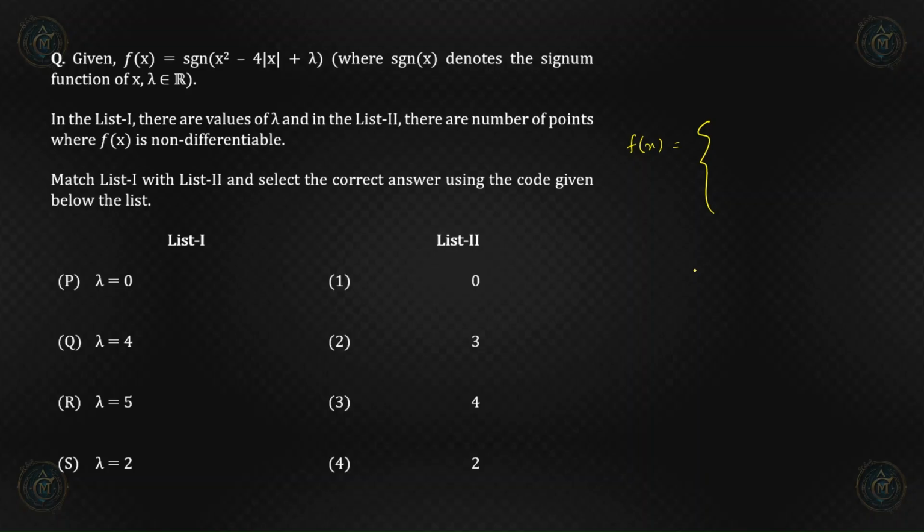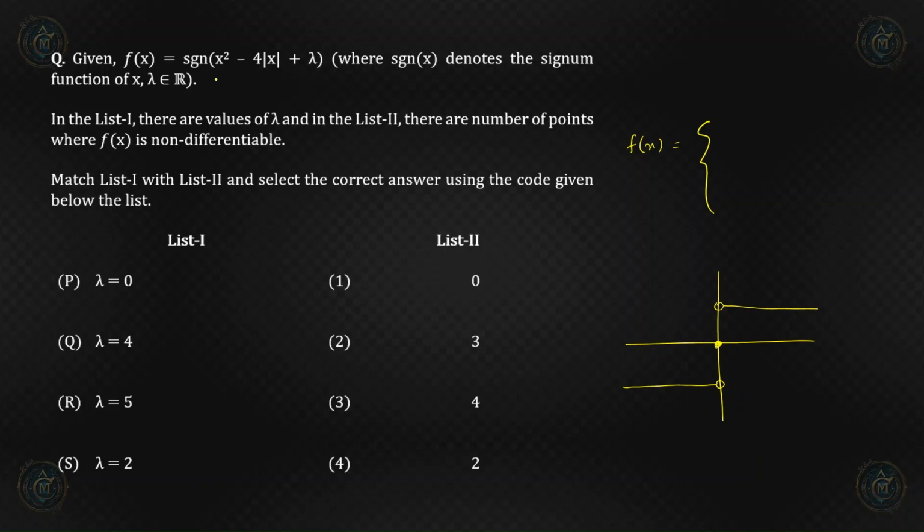Signum of x is not differentiable at x equal to 0 because the graph of signum x looks like this. This function comes from minus infinity as a straight line parallel to the x-axis, and then at x equal to 0, this function has a sudden jump, then again it continues as a straight line. This is the graph of y equal to signum x. So what does this mean? This means that whenever the quantity inside this signum function changes its sign, the function becomes non-differentiable. So we have to determine at how many points the function inside this signum function changes its sign.